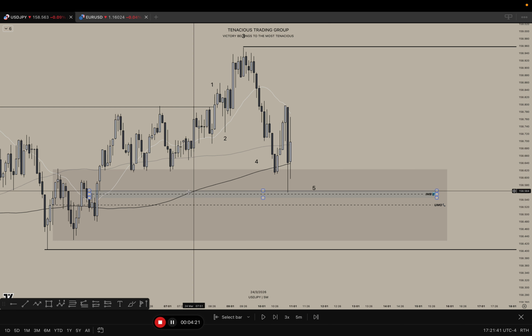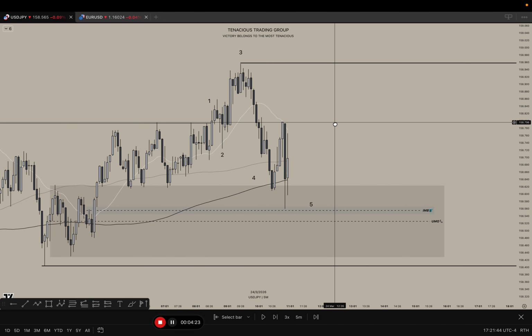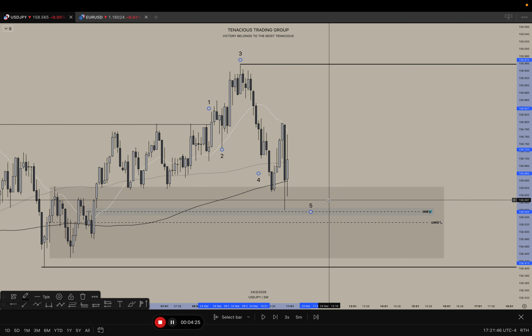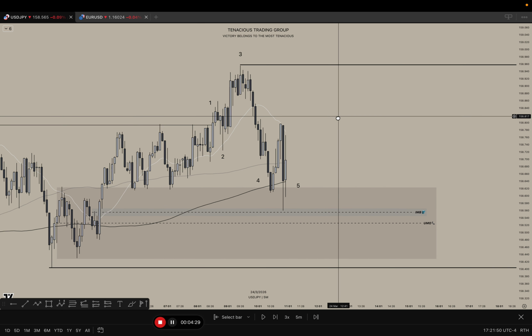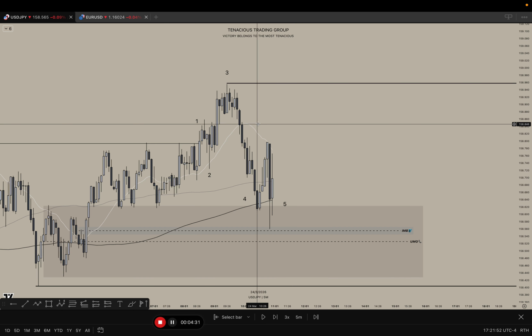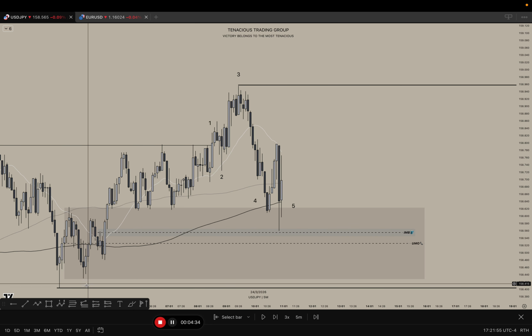So we've now tapped into this unmitigated move origin. We have got our SBS. We've pretty much got everything that we want, and now we're just looking for that entry confirmation where price wants to head higher. So there are 3 entry confirmations that you can potentially use.